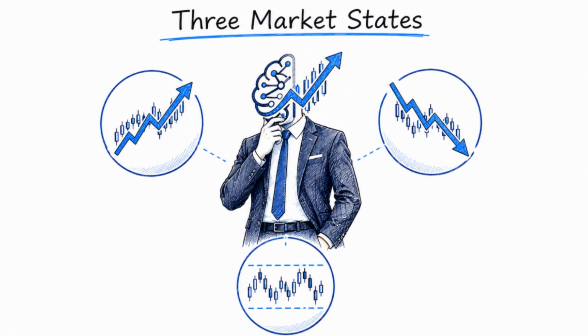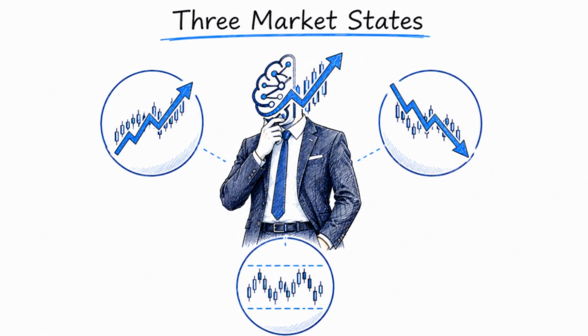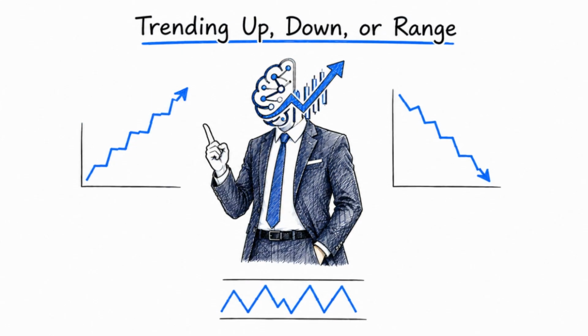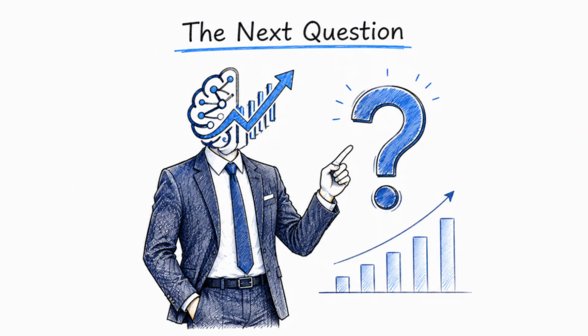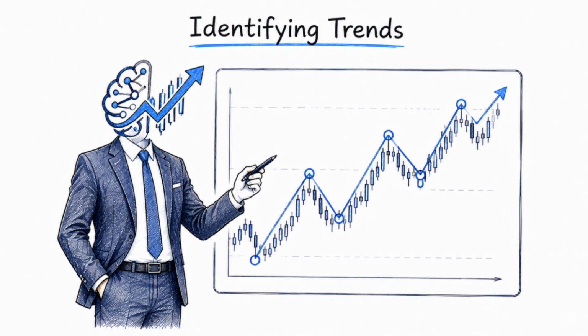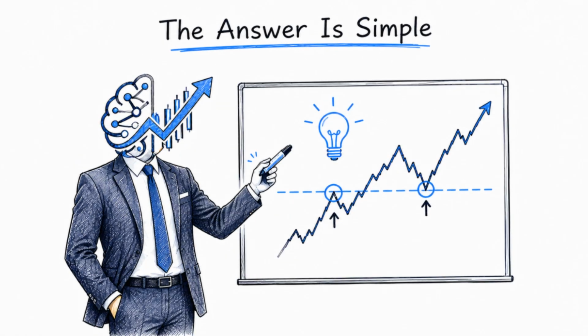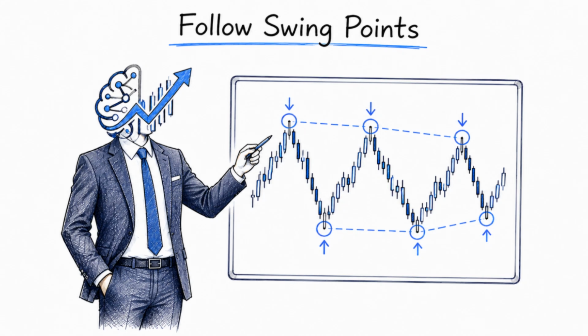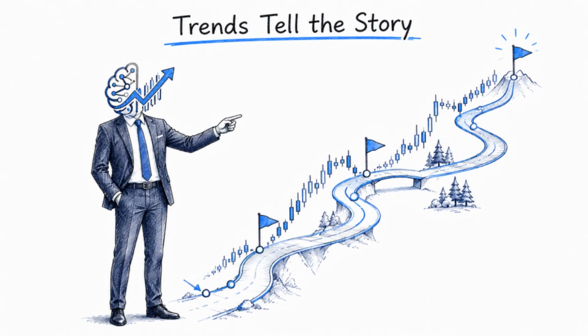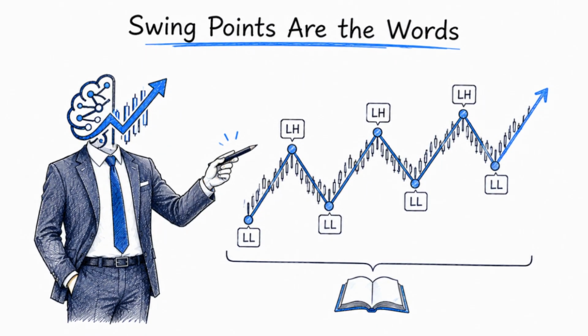In the previous lesson, we learned that every market is always in one of three states: trending up, trending down, or ranging. But here's the next question. How do traders actually identify those trends? The answer is surprisingly simple. They follow swing points. Because if trends are the story, swing points are the words that make up that story.